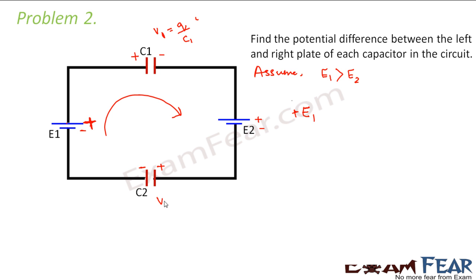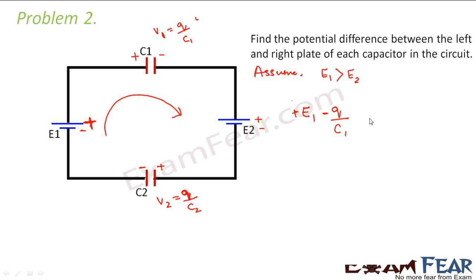Similarly, let us assume that the voltage across C2 is V2, which will be equal to Q, the charge on this capacitor, divided by C2. Right? So why will the charges be the same? Because the charges are coming from the same battery, which is sending plus Q to this and minus Q to this, right? So this is plus E1 and then I go to C1. So at C1, what is the potential? It will be equal to Q by C1. But what will be the sign? It is departing from the negative plate. So this will be minus Q by C1.